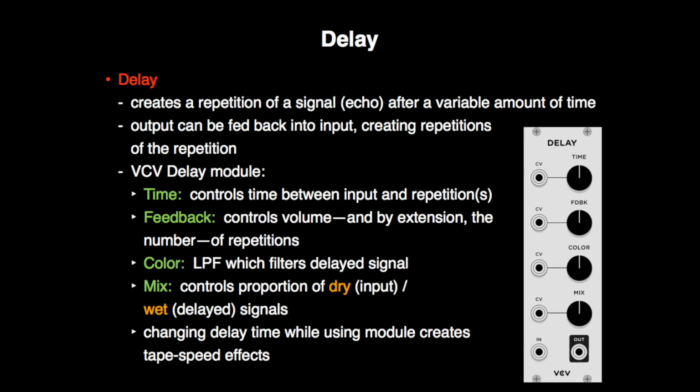For instance, if our feedback is set to 50%, then our echo is going to be 50% the volume of our input, and then our echo's echo is going to be 50% of that, and then 50% of that. So our delay signal is going to get softer and softer pretty quick. If we set that to 90%, each echo would be 90% of the original's volume, and so they're going to take a lot longer to fade out, and there's going to be a lot more repetitions.